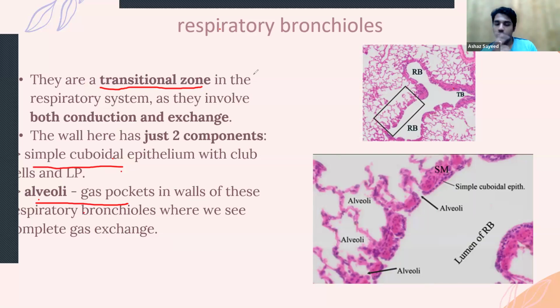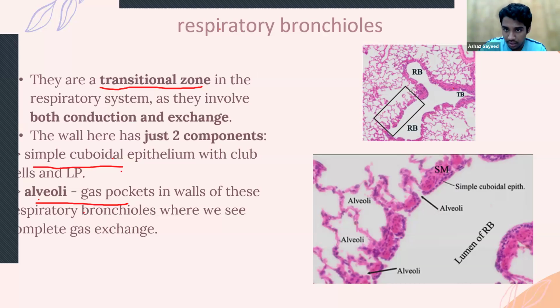And the wall here has just two components. You don't have your adventitia, your cartilage, all that stuff. All of that is gone because respiratory bronchioles are just too small for them. The wall here has just two components: simple cuboidal epithelium with club cells. Also alveoli. We are finally reaching the end.